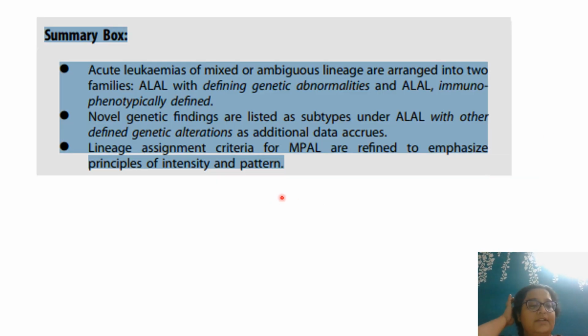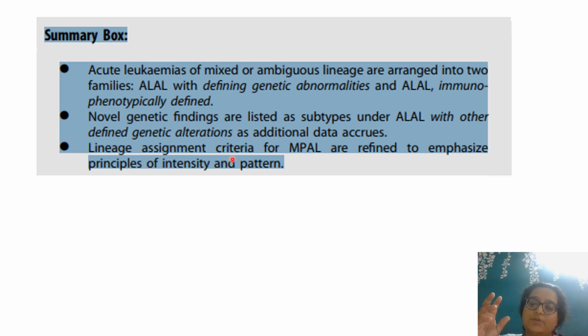So to summarize quickly, it's a very short lecture. Acute leukemias of mixed or ambiguous lineage are arranged in two families: ALL with defining genetic abnormalities and ambiguous lineage immunophenotypically defined. Novel genetic markers are listed for ALL, which I have shown. Lineage assignment criteria for MPAL are refined to emphasize principles of intensity and pattern. For this, we saw ZNF384 and BCL11B in B and T myeloid. Other genetic mutations were also mentioned. And as I told you, a strong intensity MPO pattern in early myeloid lineage is preferred over a diffuse dim MPO positivity for calling something AML.